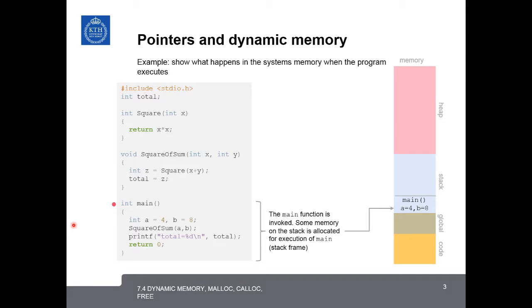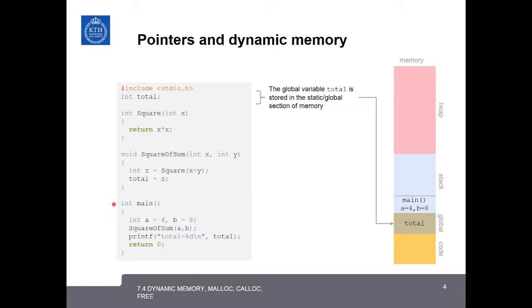When the program begins, the main function is invoked and some memory on the stack is allocated for the execution of main here. And it also allocates some memory for the local variables a and b. Also note that within the static memory we have the source code residing in this part of the memory, and we also have total, which is a global variable that was declared at the beginning of the function, which is also stored in the static memory.